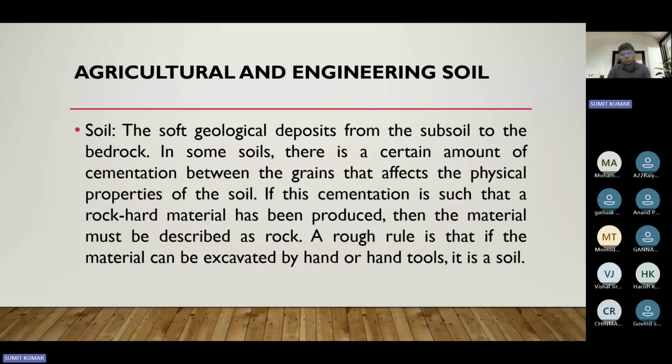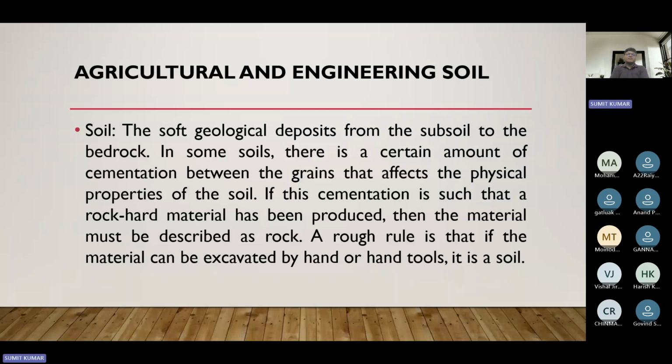If you go to the bank of the river or the ocean, you see that sand particles are over there, which you can excavate with the hand only. So that is the basic definition of soil. In layman's language, we say that a material that can be excavated by hand or any hand tool, like whatever we use in day-to-day life, is soil.